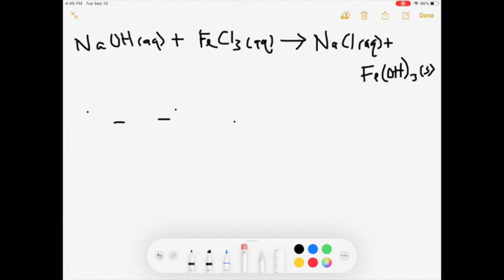So we have 1 sodium, but we have 3 chlorine on the reactant side. So we need 3 chlorine. So now we have 3 sodium. We need 3 sodium, 3 hydroxide, 1 iron. Now we're balanced.